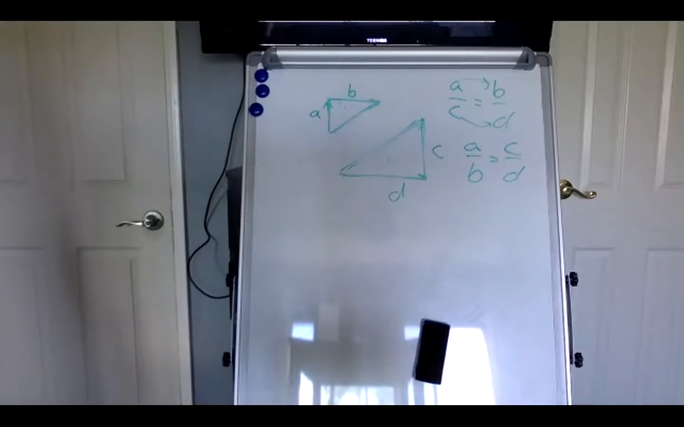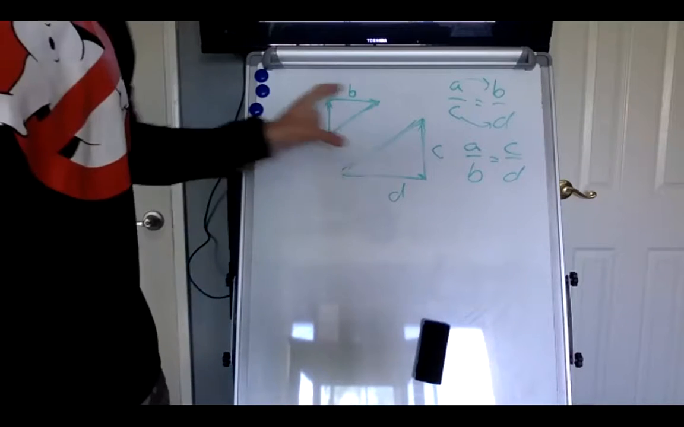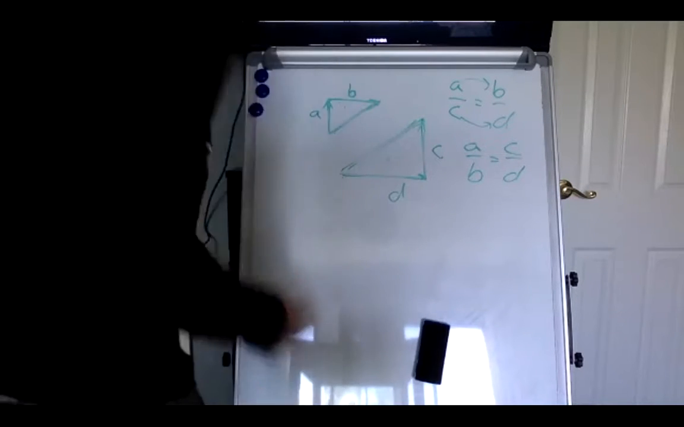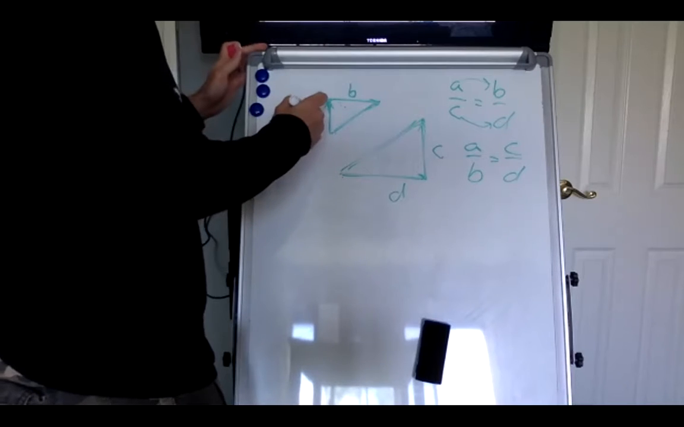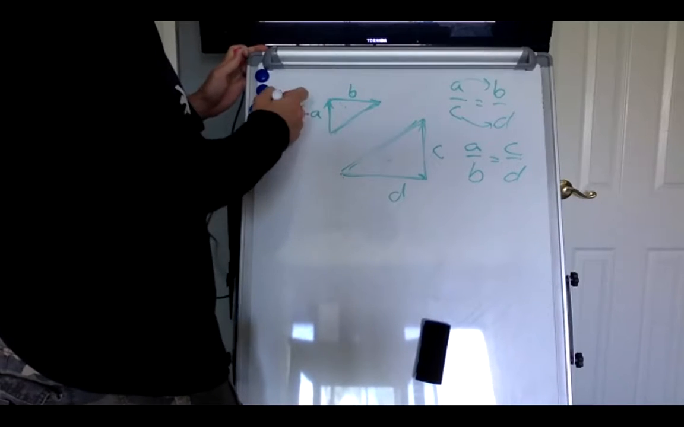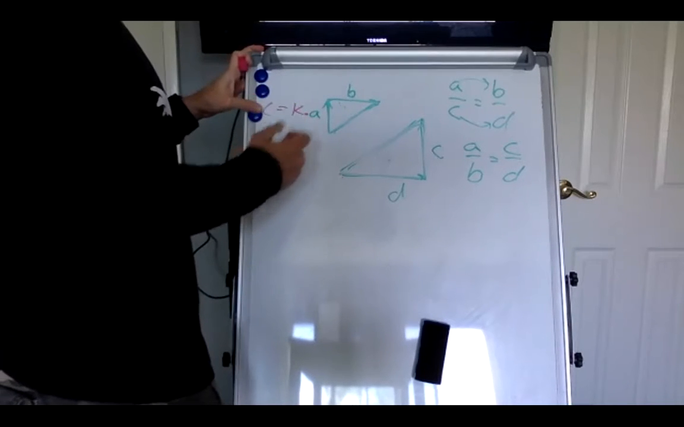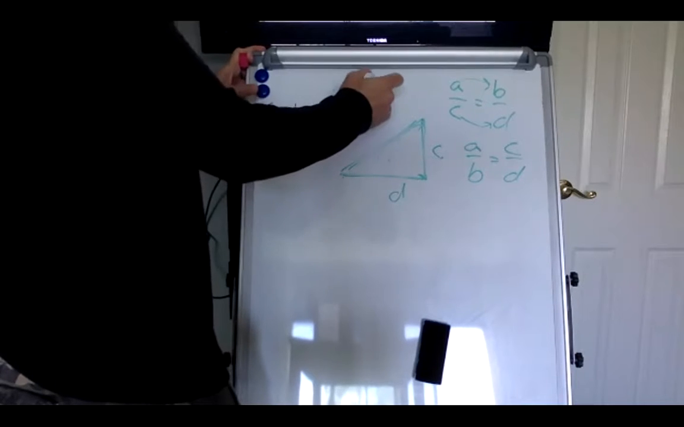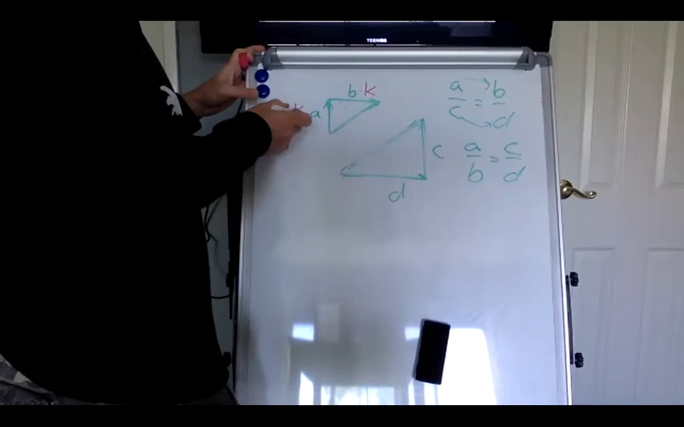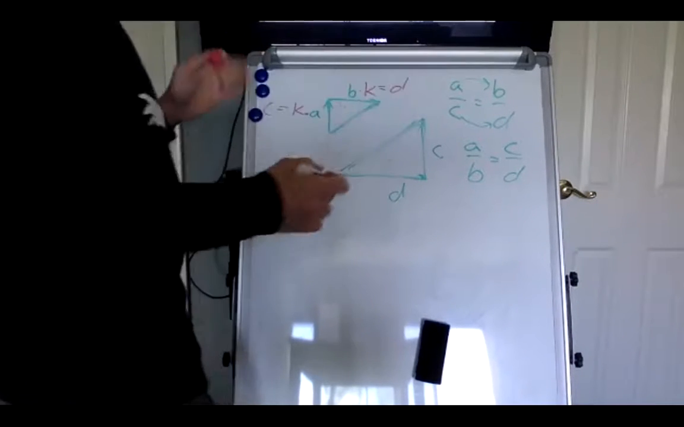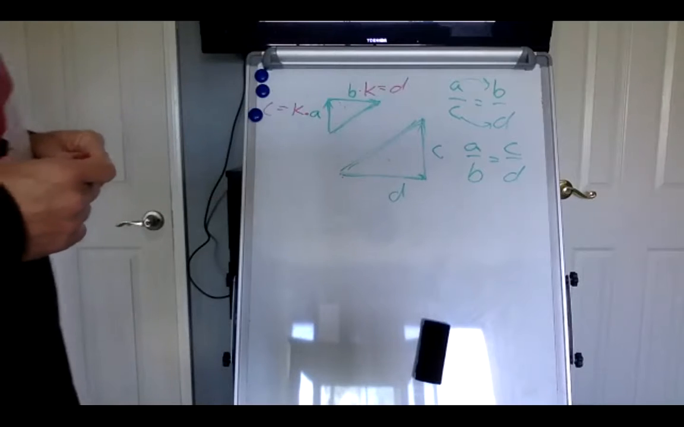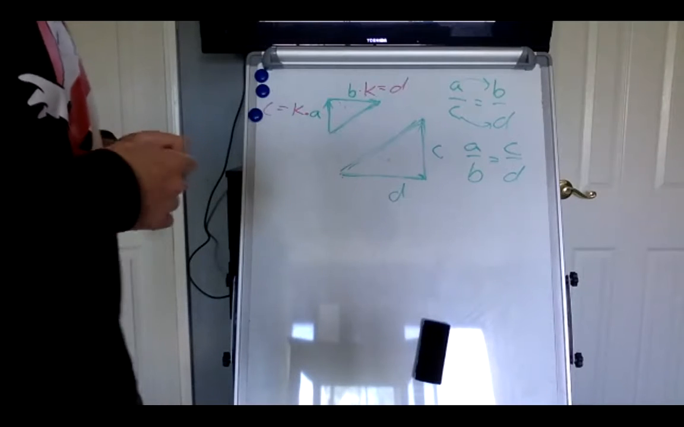B equals D and A equals C. It doesn't equal it. C is bigger than A, but there's some scale factor. Let's call it K. If I multiply A times K, I'll get C, which means I have to multiply B by the same exact number that I did A, and that would give me D. I don't know if you can see it that way. Yeah, I can kind of see it that way.